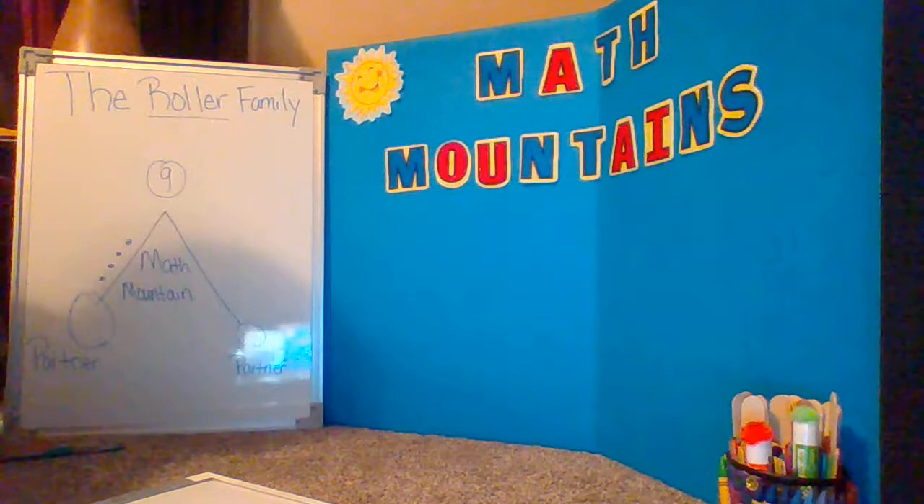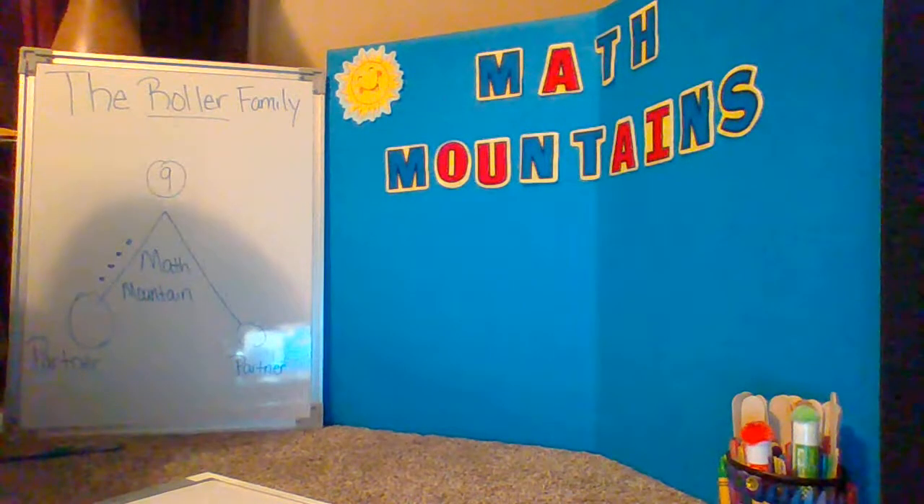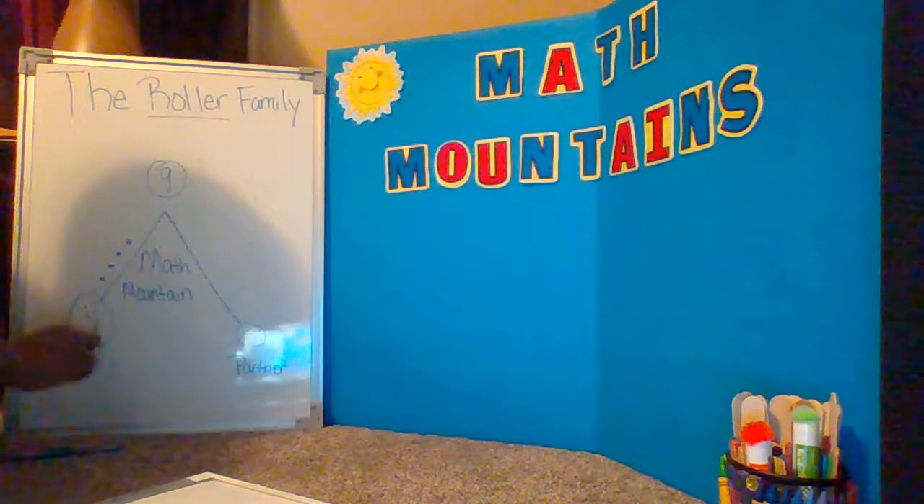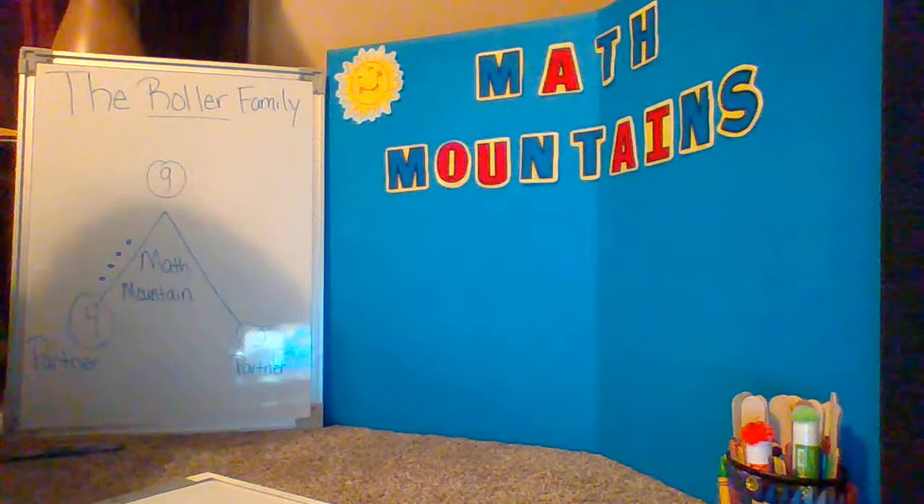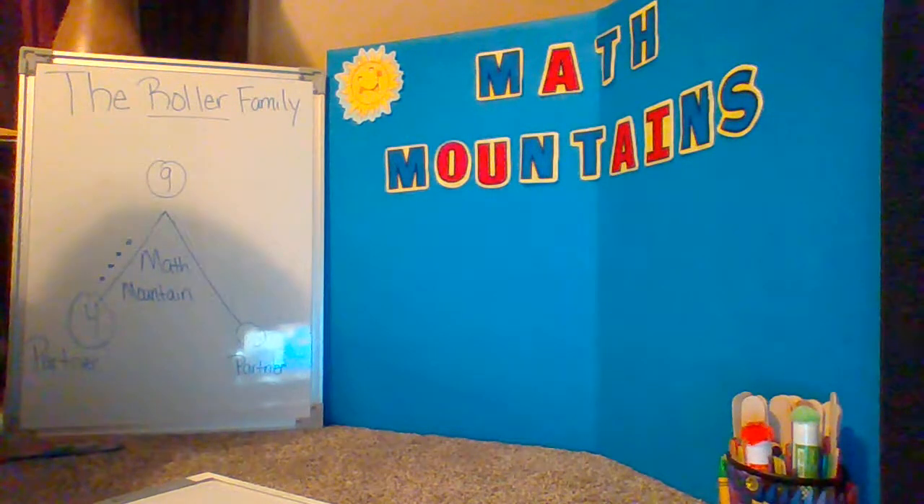All right, so now that they're finished playing, we see that we have 1, 2, 3, 4 of our roller families that went up the left side of the mountain. But we still don't know how many of the roller family went down. But we do know that our whole number, our total number, is the number 9. So that's the number that we're trying to reach.